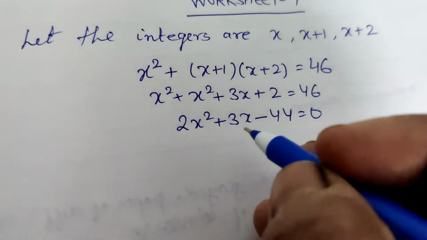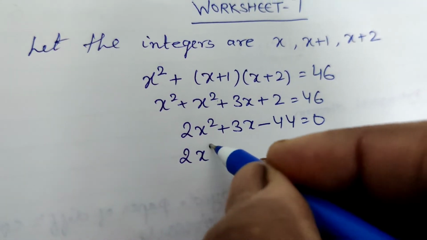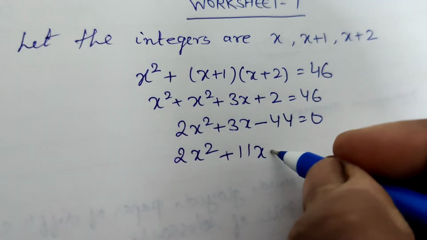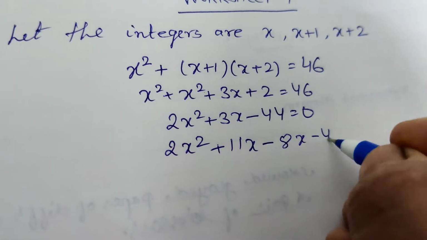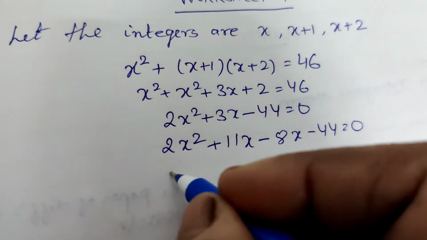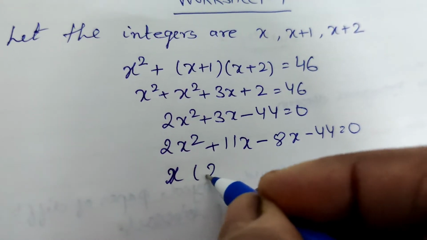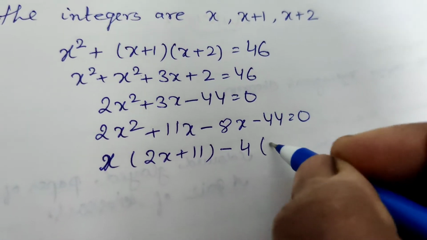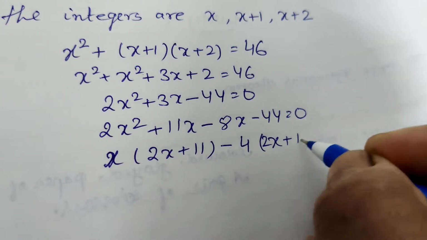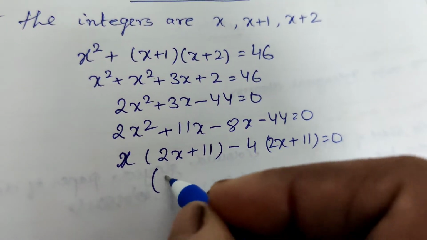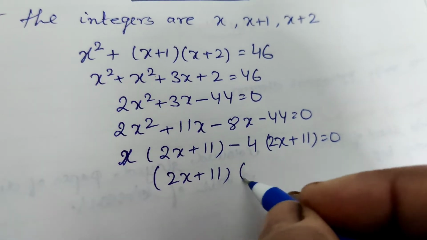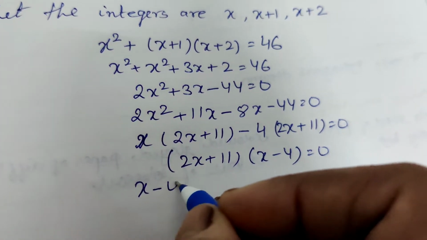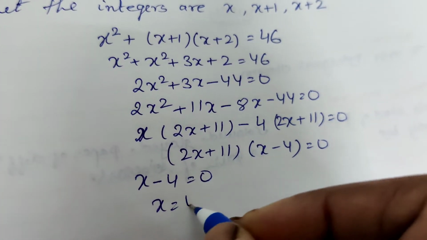Okay, so now factorize by splitting the middle term. The 44 into 2, 88. So we can write 11x minus 8x. Taking x common, we get 2x plus 11, and taking 4 common, 2x plus 11. So 2x plus 11 and x minus 4 equal to 0. So we get x equal to 4.